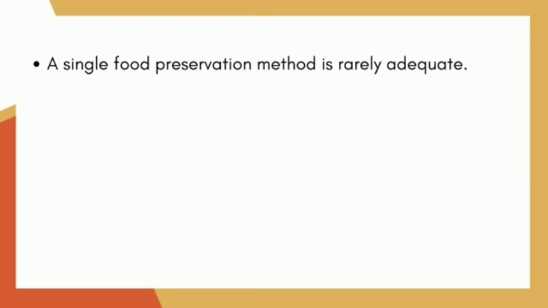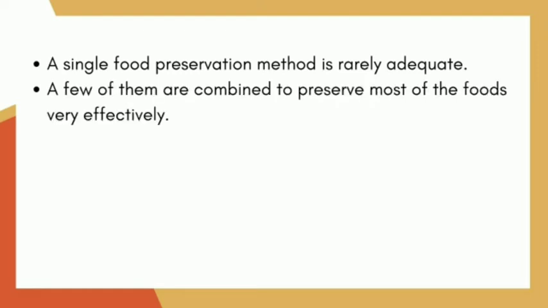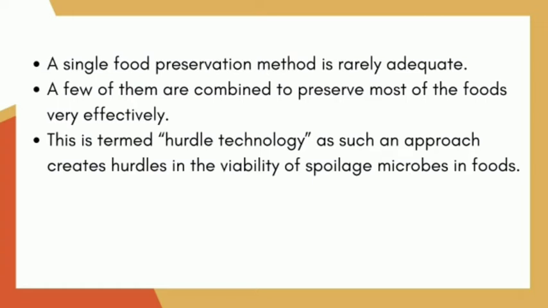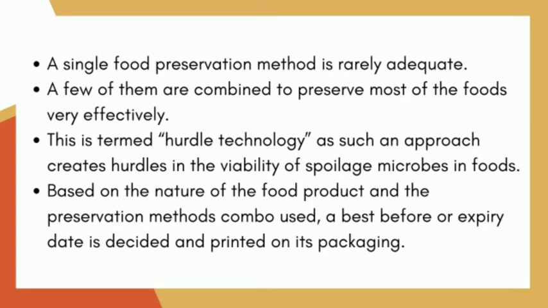In the end, it's very important to emphasize that mostly a single food preservation method is rarely adequate for preserving any food. Hence, a few of them are strategically combined to preserve most of the foods very effectively. This is called hurdle technology, as together they create hurdles in the viability of the spoilage microorganisms in the foods. Based on the nature of food product and the preservation methods combo used, a best before date or an expiry date is decided and printed on the packets. As enlightened customers, we must follow the same.